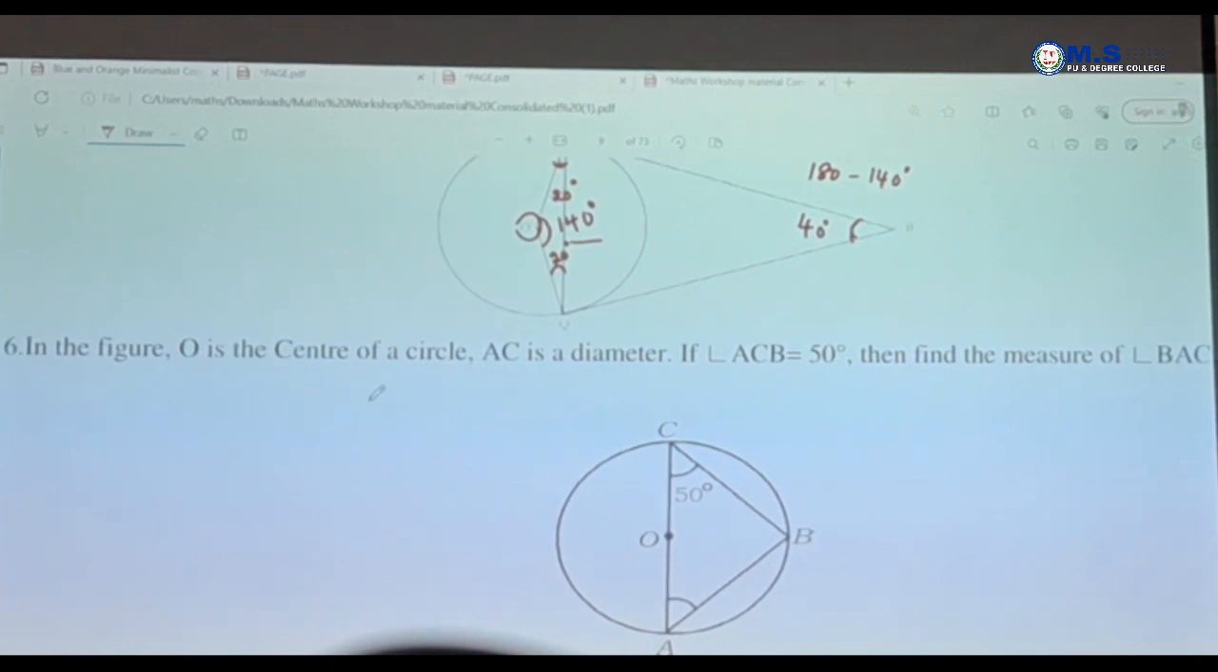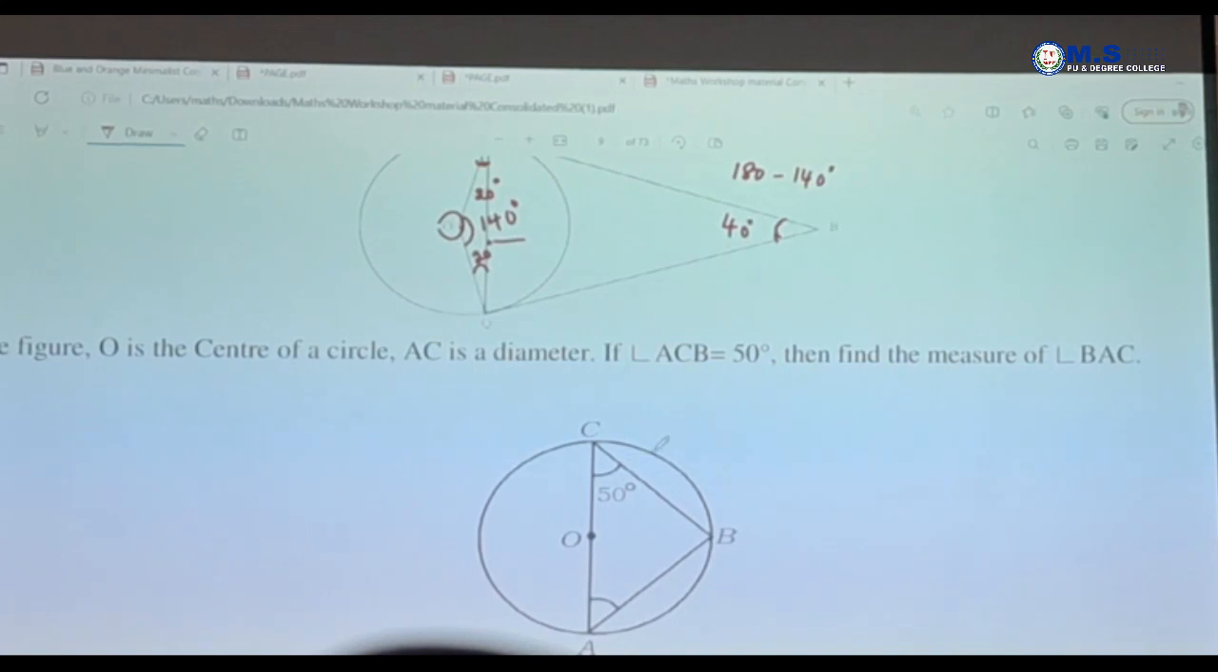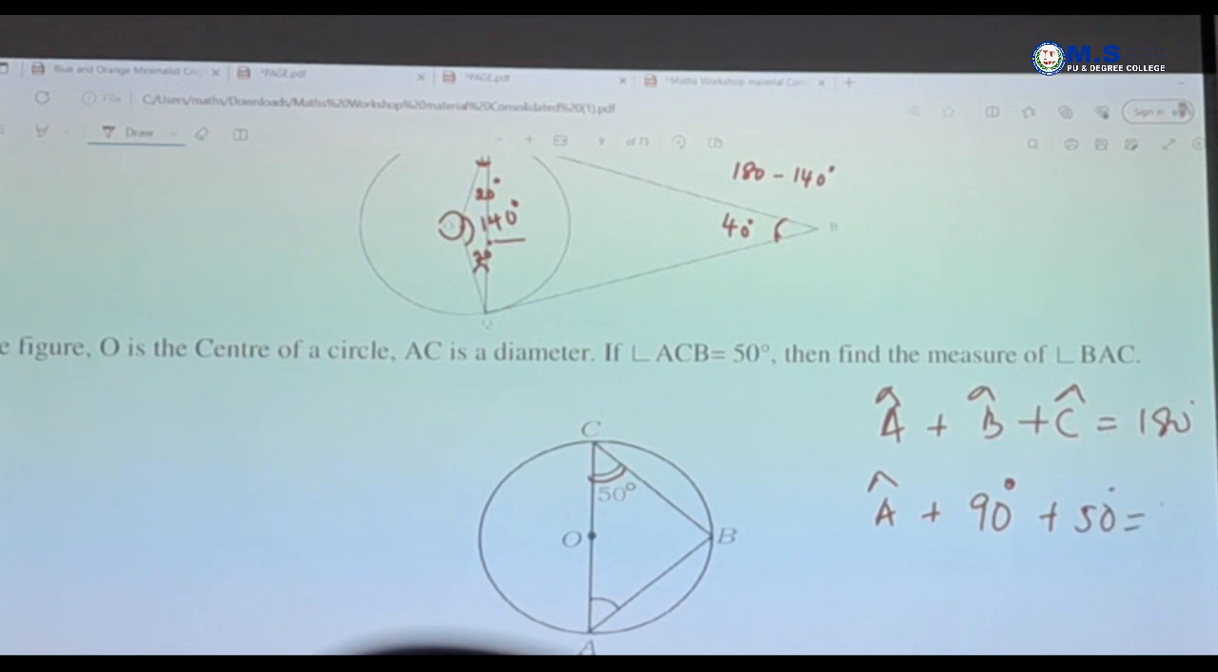In the figure, O is the center of a circle, AC is the diameter. If ACB equals 50 degrees, then what is the measure of BAC? Again, you should use the concept of angle A plus angle B plus angle C equals 180. What is angle A? We should find out. What is angle B? Why is it 90 degrees? Angle in a semicircle is 90 degrees, plus angle C is 50 degrees, because the sum is 180 degrees. Angle A will be equal to 180 minus 140, which is 40. This concept you have learned in 9th standard. Angle in a semicircle is 90 degrees.